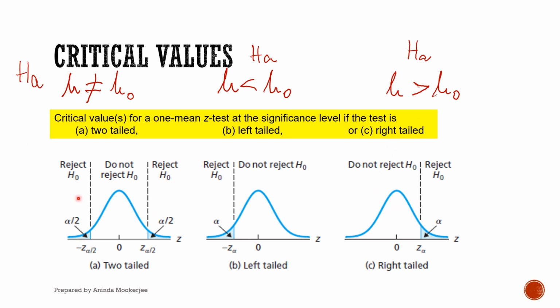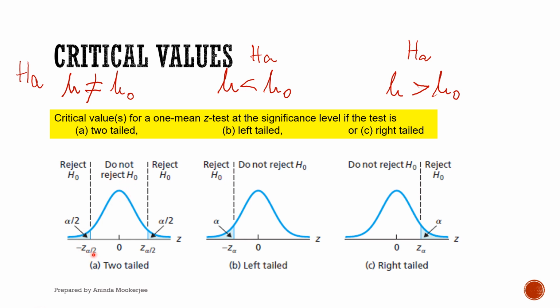So for a two-tail test, you see, we have reject regions on both ends of the curve. And the area of each reject region is alpha by 2. So for a two-tail test, we have to divide alpha into two equal parts, and they will represent the areas of the reject region at each end. The center region is do not reject the null hypothesis.